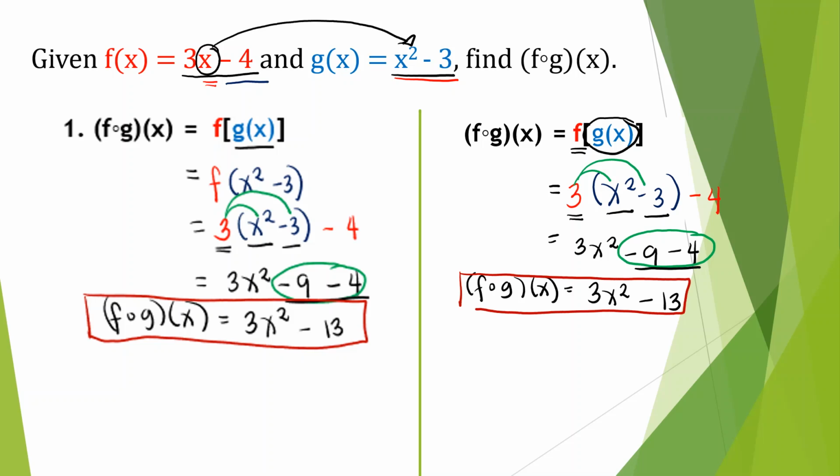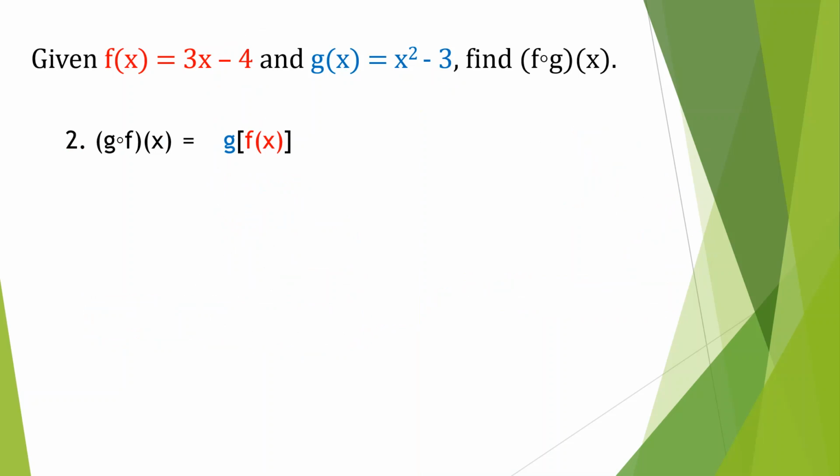As you can see, the answers are the same. Number 2, g circle of f of x is equal to g of f of x. First, we will replace f of x with 3x minus 4. So this becomes g of 3x minus 4.